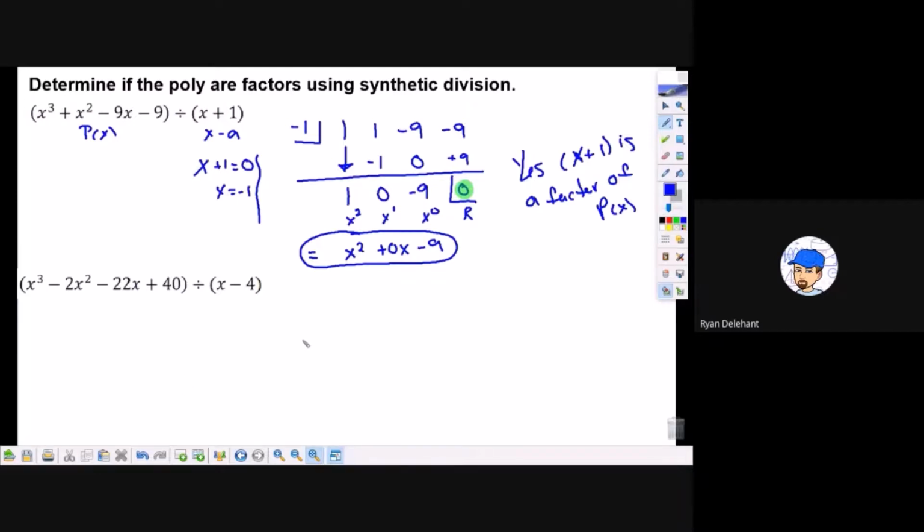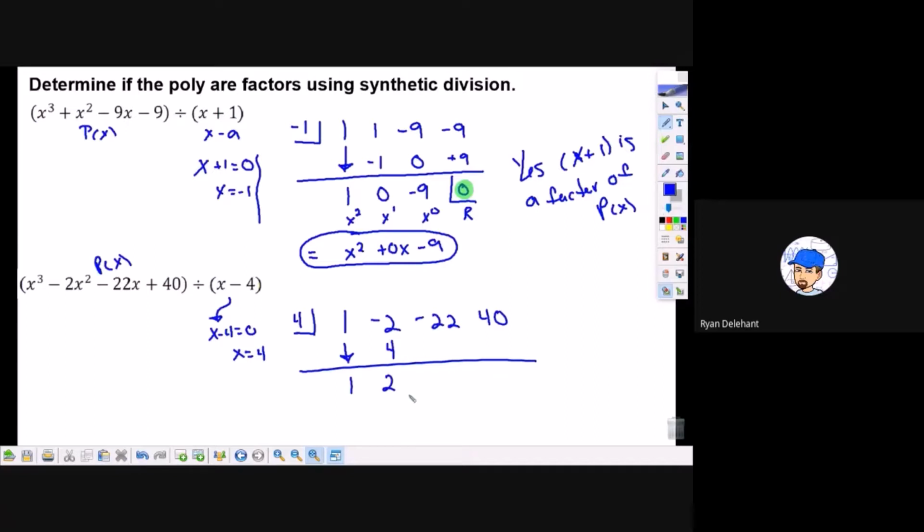Let's try the next one. Coefficients: 1, -2, -22, and 40, because this is our p of x this time. Let's figure out our number. We'll solve that. We get 4. Pull our first number down. So that one's 1. 1 times 4 is 4. Now you've got to add those two things. -2 plus 4 is +2.